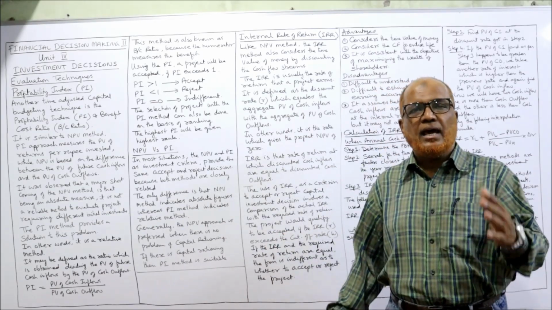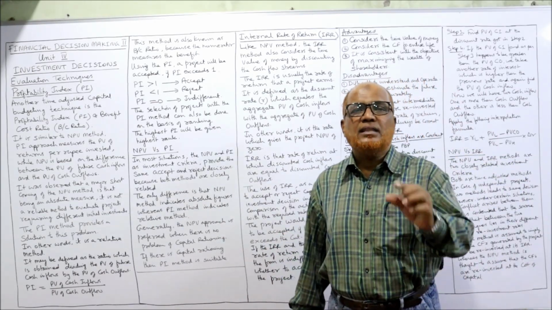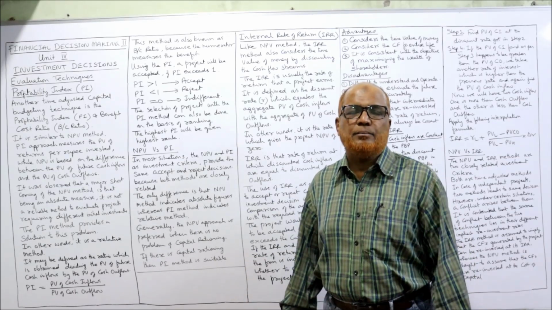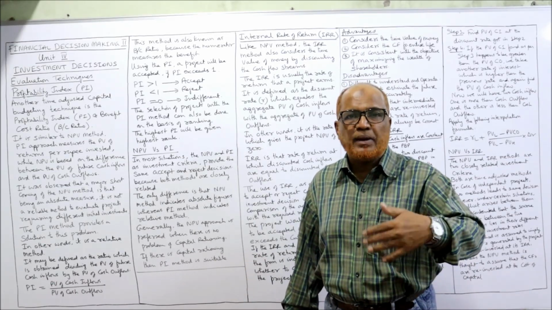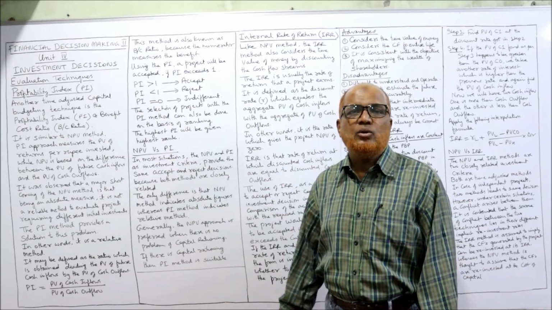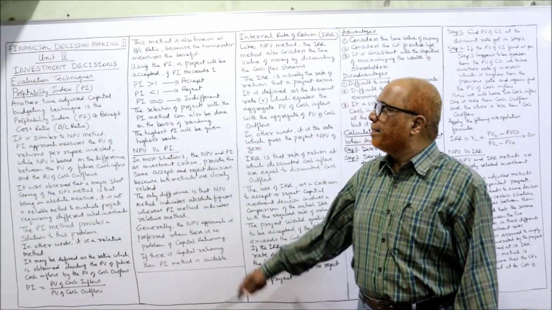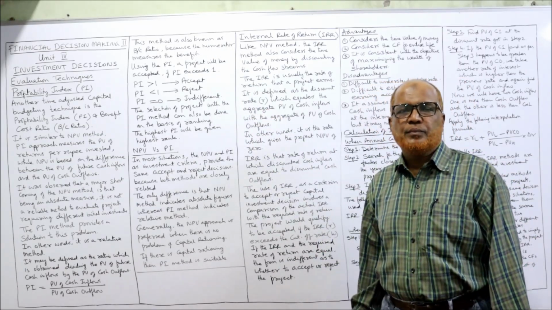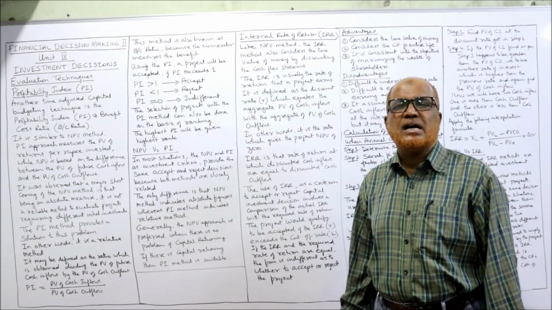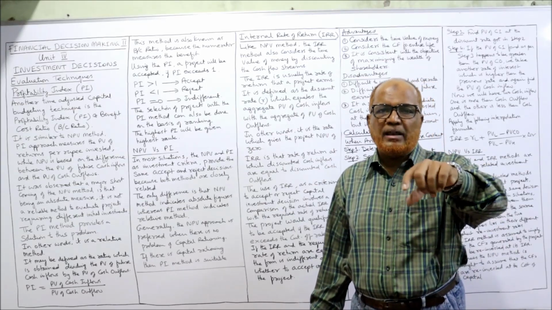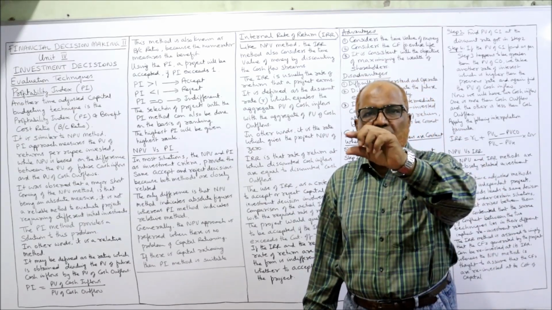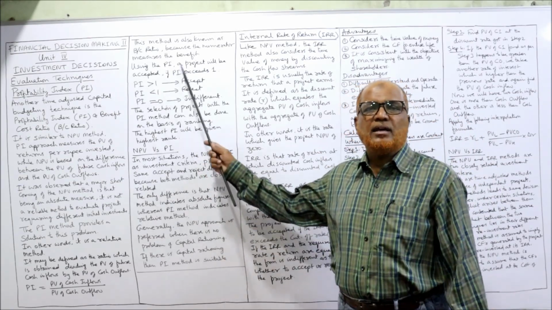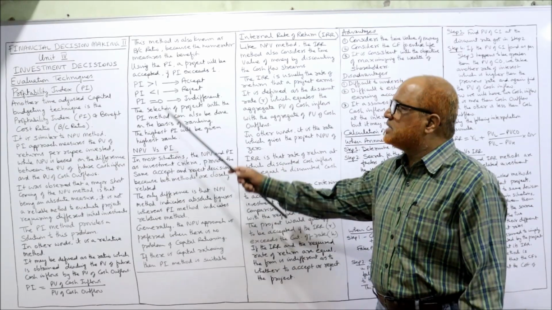Apart from that, in the examination you may get a theory question asking you to explain PI, profitability index. Whatever I'm explaining right now, the same thing you have to write regarding PI. This method is also known as the BC method, BC ratio. B stands for benefit, C stands for cost. It is the ratio of benefit to cost, because in the numerator we take benefit and in the denominator we take cost. That's why it is also called the BC ratio.